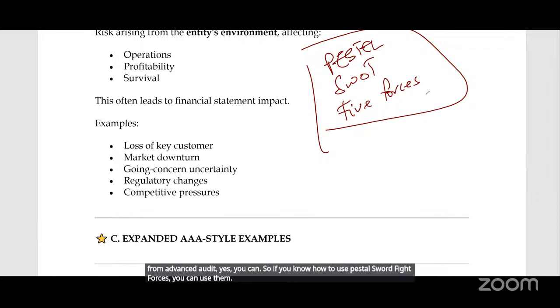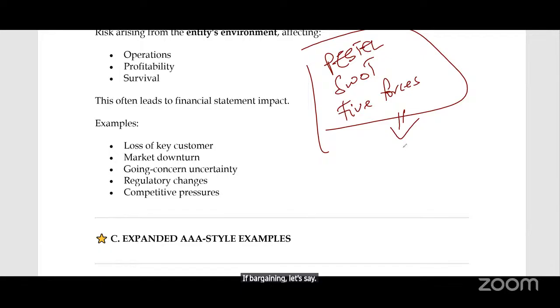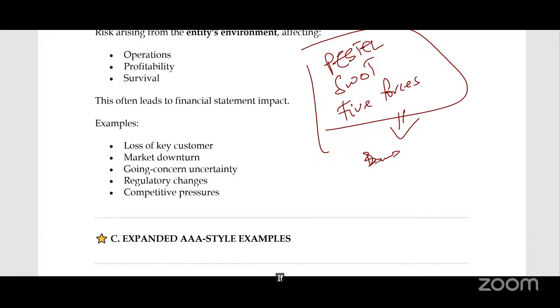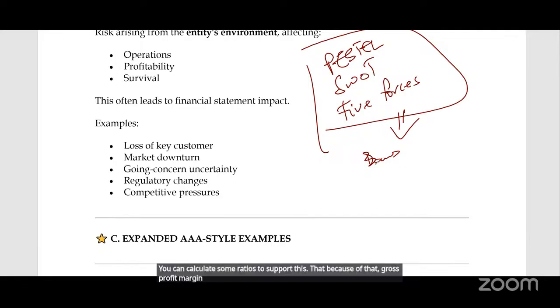Let's say your customers are able to dictate prices for you because there are so many competitors in the industry, that means the bargaining power of customers is high. True or false? And if the bargaining power of customers is high, then the company is going to lose revenue. If the company is losing revenue, it's going to affect profitability. You can calculate some ratios to support this, that because of that, gross profit margin has seen a reduction compared to last year.